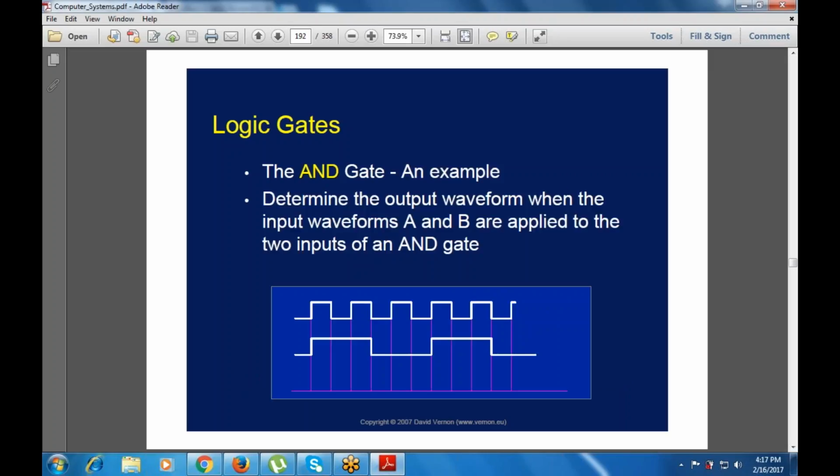These are the various examples that determine the output waveform when the input waveforms A and B are applied. So we have applied the input waveform, and this can be given to the output waveform.